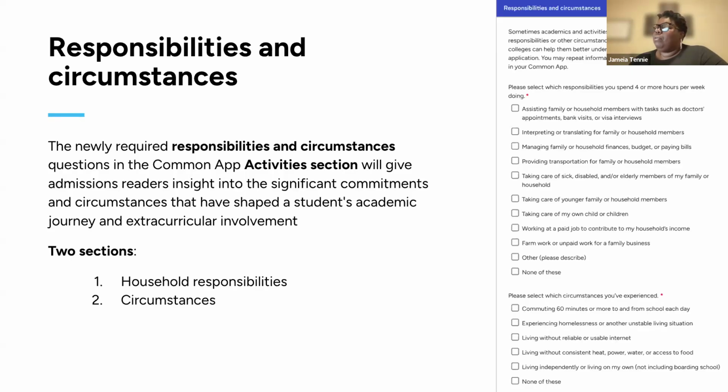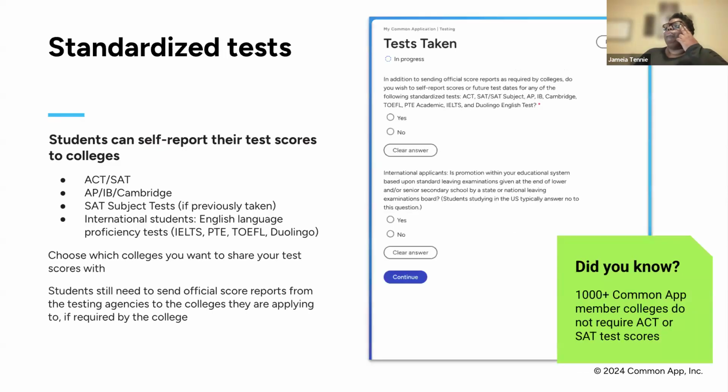Some examples might be that you take care of younger siblings, maybe you take care of a family member who may be disabled or sick, or maybe you work to contribute to the family income. These are other circumstances that you may want to share with colleges and universities.